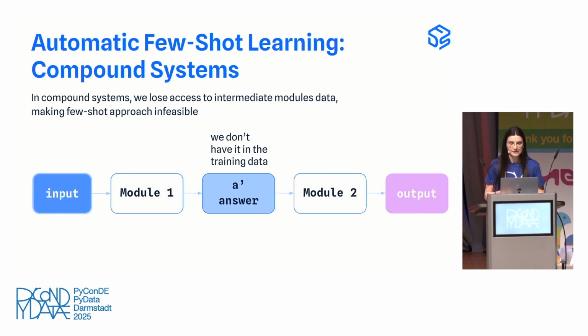Applying the same techniques in compound systems is not that straightforward. And why is it the case? Because in a multi-step pipeline, we usually only have access to the initial input and to the final output that the pipeline produces. However, we don't have any intermediate input-output pairs between the modules.